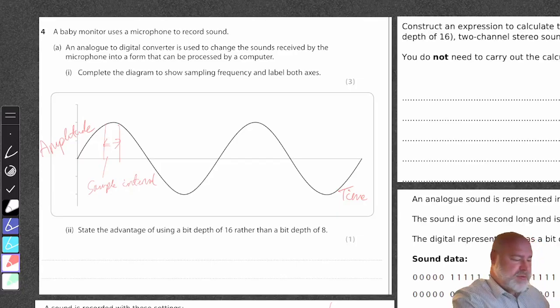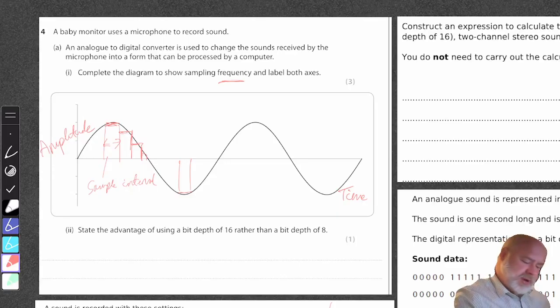Right? So if we took a sample there, we had another one here, whatever it is, that's the sample interval. And it hasn't asked us about complete the diagram to show sampling frequency and label both labels. Yeah, so I think that would be enough. To be fair, it's not a great question. It's pretty ambiguous about this idea of frequency. So just make sure that if you put a snapshot in, that it's smaller than the wavelength itself.